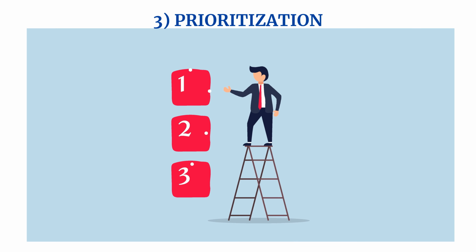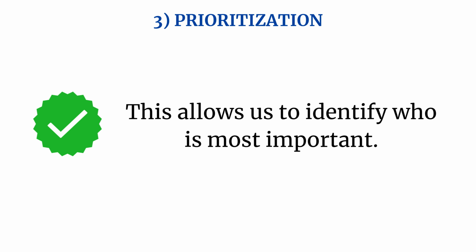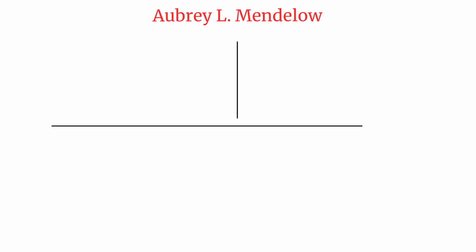3. Prioritization. In the third step, we analyze each stakeholder's level of influence and interest in the project. This allows us to identify who is most important. At this stage, we usually use an influence-interest matrix. The matrix developed by Aubrey L. Mendelow allows you to place your stakeholders into 4 quadrants based on their power and interest.